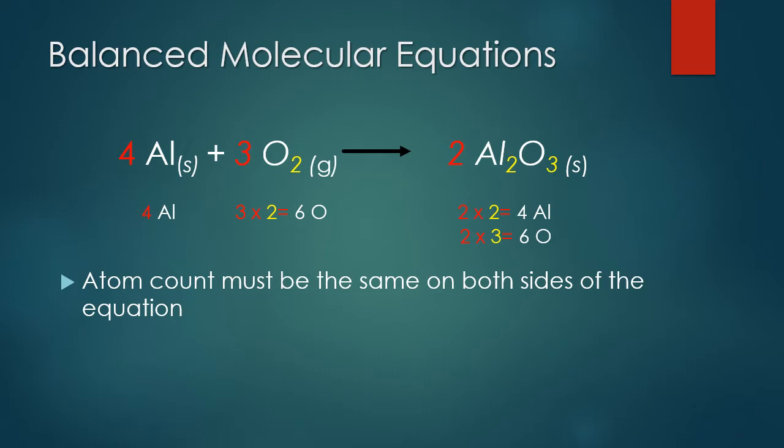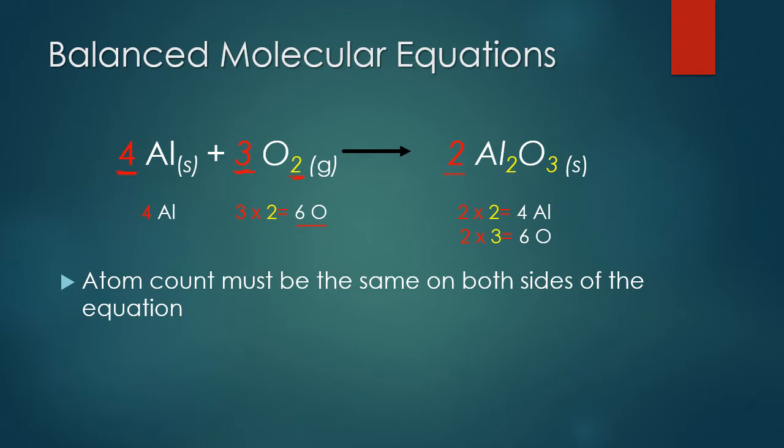To get it balanced, I added coefficients in front of every element or compound. So this number 4 in front of aluminum is saying that there are 4 aluminum atoms. For the oxygen on the reactant side of the equation, I put a coefficient of 3. So the total number of atoms of oxygen on the reactant side, I have to take the coefficient and multiply it by the subscript, this number 2 in yellow here. So 3 times 2 will give me the total number of oxygens, which is 6.